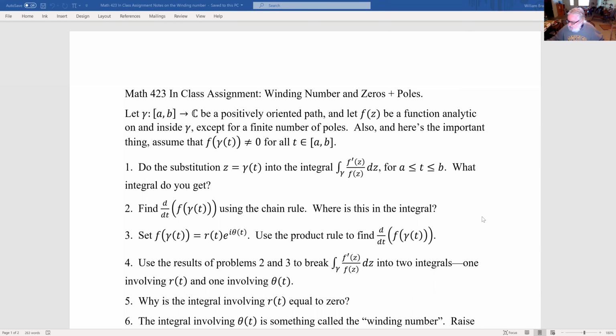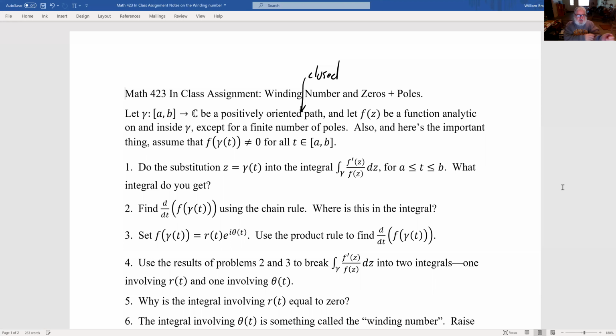Okay, so this is what was an in-class assignment on winding numbers and zeros plus poles. And so I'm going to write this up as sort of a lecture thing. So what we've got is gamma is a curve, positively oriented path, and that's supposed to be a closed path.